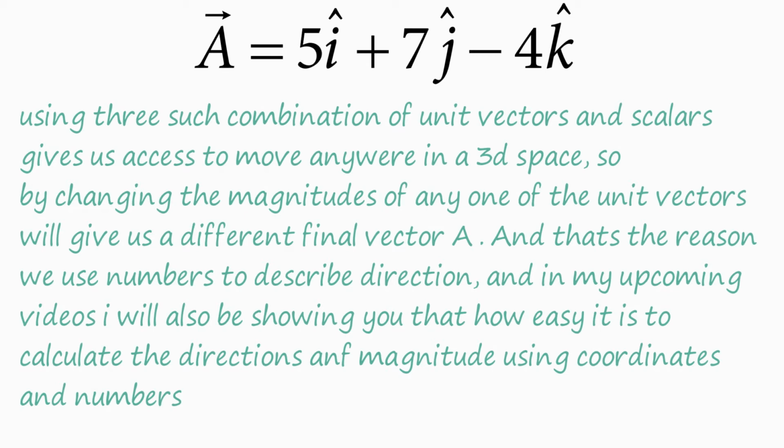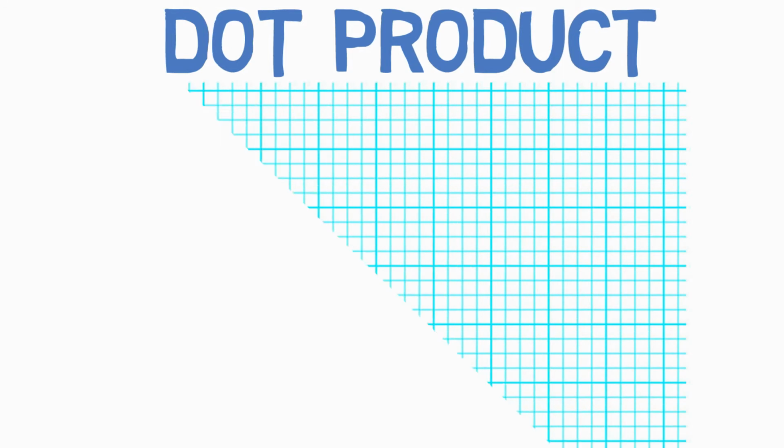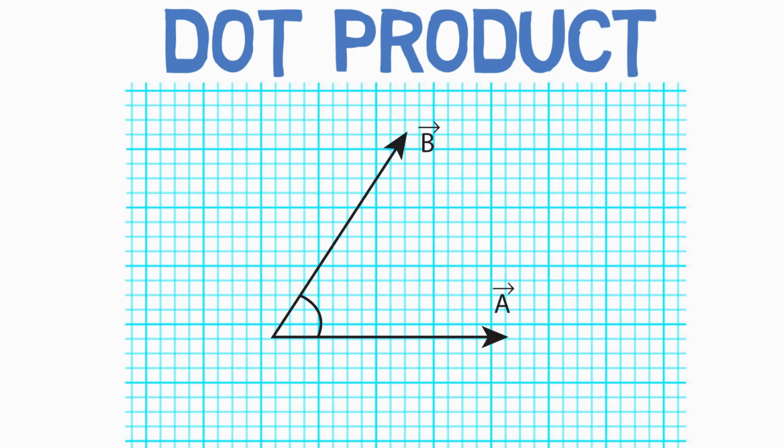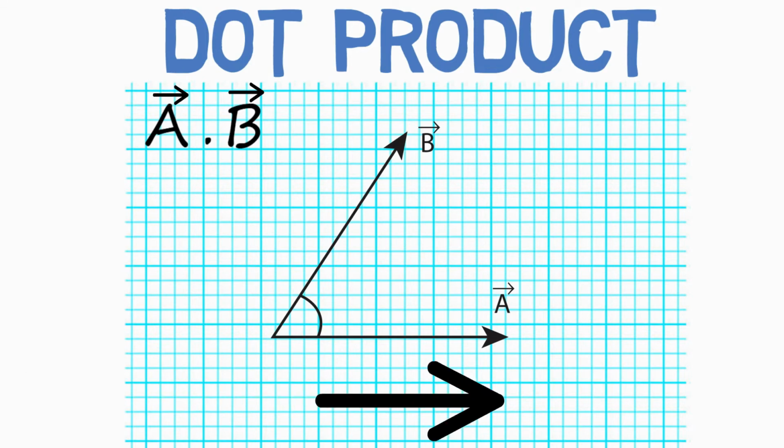And the reason why I wanted you guys to know this is because it's important to understand what's happening at the fundamental level. So yeah, now let's try to understand the topic of this video, the dot product of two vectors. It basically means how much of two vectors are in the same direction.